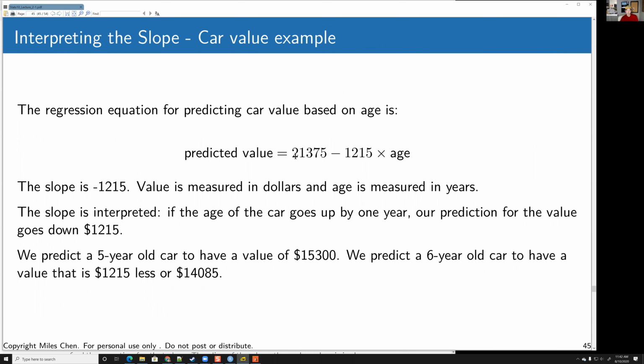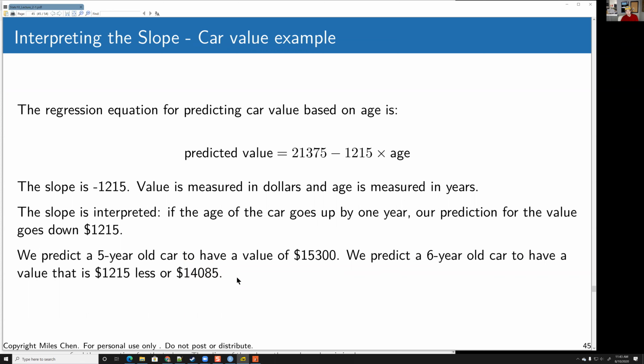So if we look at the cars, the value is measured in dollars and the age is measured in years. So if the age of the car goes up by 1 year, our prediction goes down $1,215. We would predict a 5-year-old car to have a value of $15,300. If we want to predict the value of a 6-year-old car, we could just subtract 1215 from this and we would predict its value to be something around $14,085.